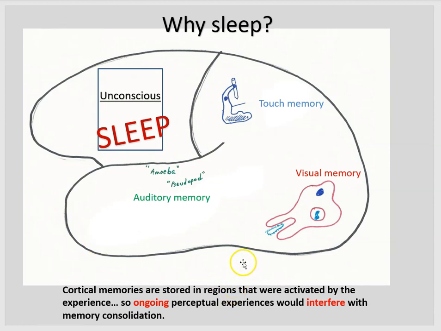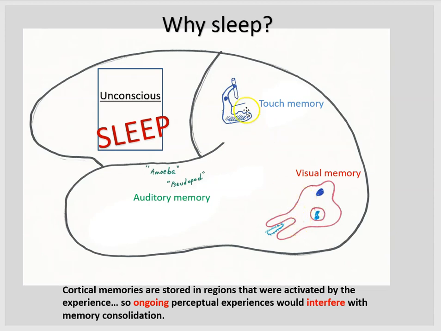Now, why would this memory processing happen during sleep? Well, cortical memories are stored in regions that were activated by the experience. So ongoing perceptual experiences would interfere with memory consolidation. Right? So remember, when we were sitting in class, we had the experience of handling the microscope and seeing amoeba and paramecium, hearing the words and whatnot. Well, it was these areas of the brain, the sensory areas of the brain, that were activated. Well, these are going to be the same areas that are going to store the memory traces for that event.